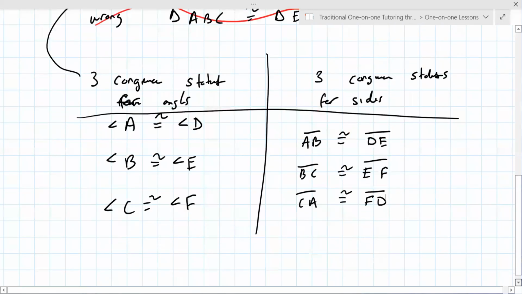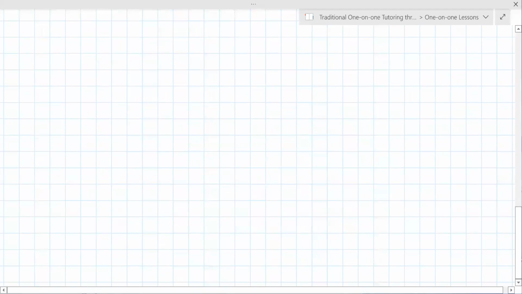Let's try an example. Let's say triangle XYZ is congruent to triangle ABC. Without more, they're just congruent. We don't know why. It could be any of the four that we mentioned.